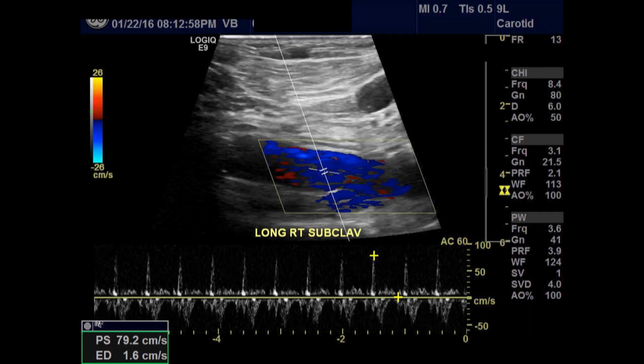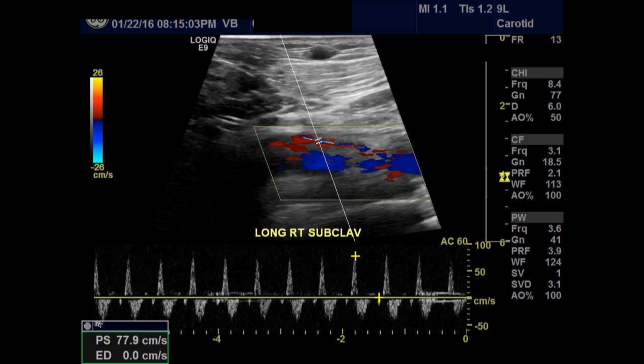The indication will be again what is your flow. This is a very small sample. I would increase my sample so I would be able to see both. So most likely this is your true lumen and this other flow is your false lumen. So this is maybe a true lumen because it's high resistance, is going towards the arm.